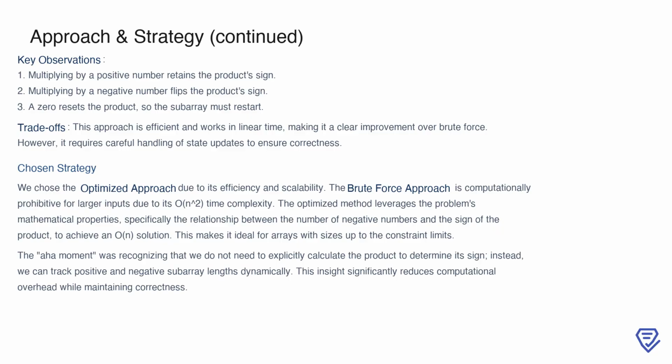The optimized approach relies on a few fundamental observations. First, multiplying by a positive number retains the product's sign. Second, multiplying by a negative number flips the product's sign, which is why swapping and updating pos_len and neg_len is critical when encountering a negative element. Lastly, encountering a 0 essentially resets the product, requiring us to restart the subarray tracking. These principles make this method robust and efficient.